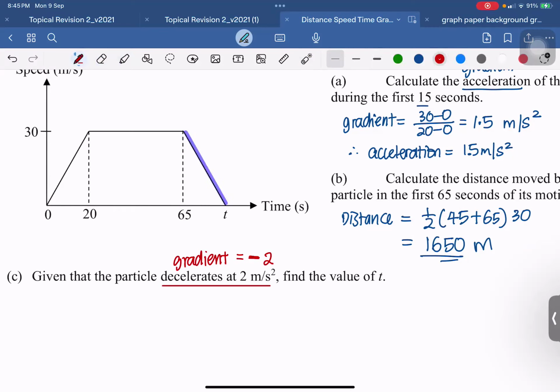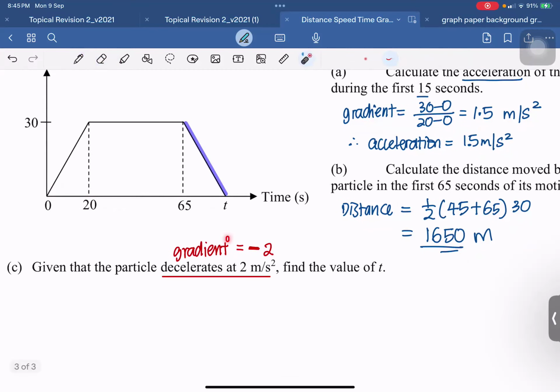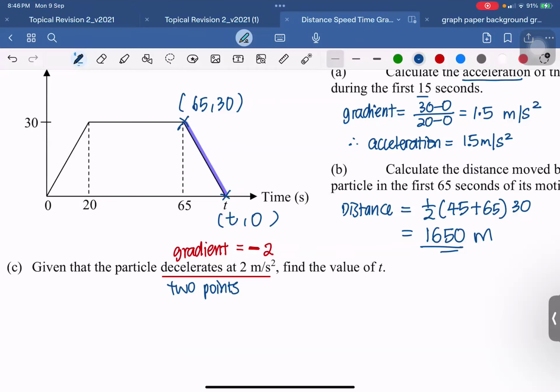How to find the gradient? They tell me the gradient already. So which one do I use? I need 2 points. Which 2 points? Suddenly keep quiet. Where are the 2 points? The top and the bottom, right? So the top of the line, this one is what point? 65 and 30. Correct. Then this one over here is what point? T, comma, 0.